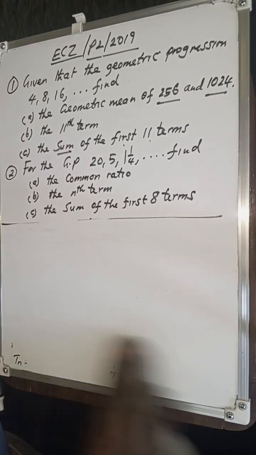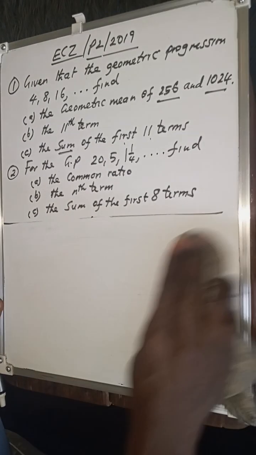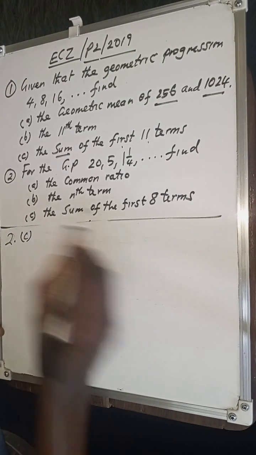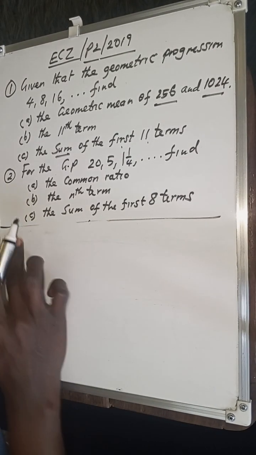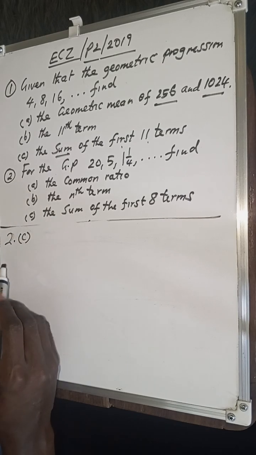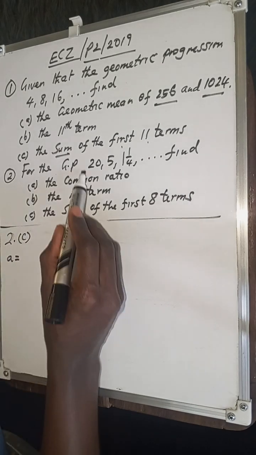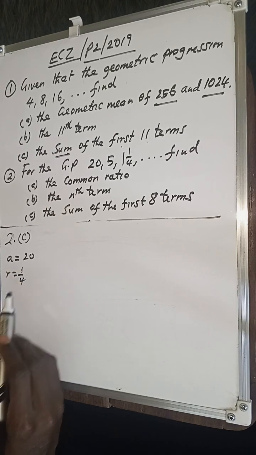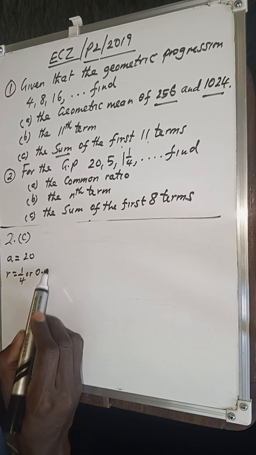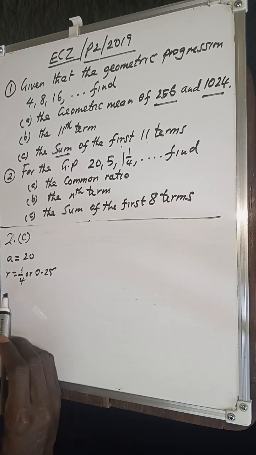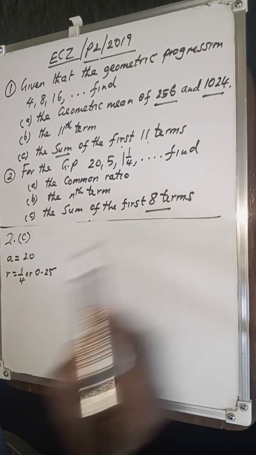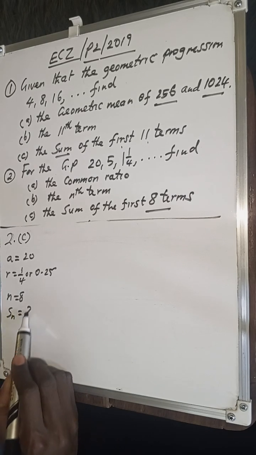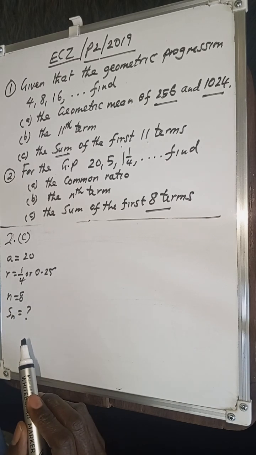And the C part there says the sum of the first 8 terms. So 2C, they want us to find the sum of the first 8 terms. Remember, our first term in that sequence is 20. Our common ratio is 1 over 4, which is the same, like I told you, as 0.25 when you divide it. And since we want the sum of the first 8 terms, meaning when n is equal to 8, they want you to find Sn there. So that is what we are doing there.